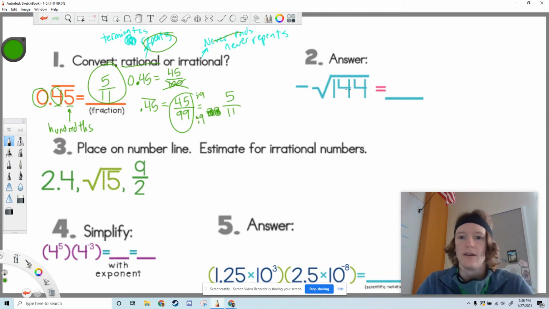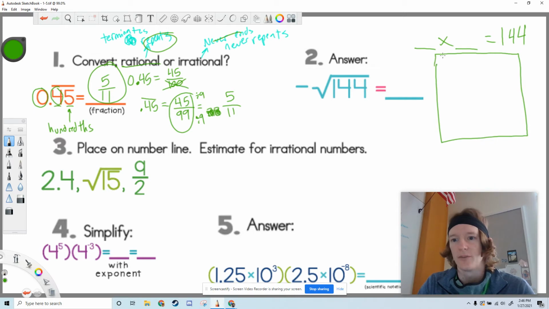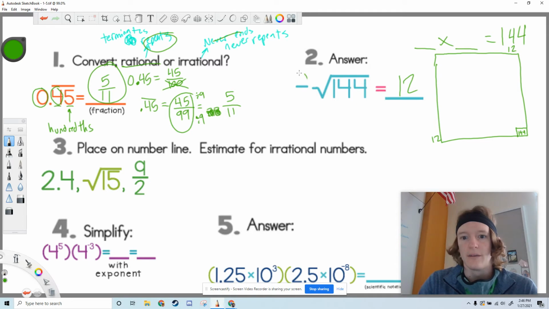For number 2, we're doing the square root of 144. That means what number times itself is 144. A lot of us memorize that because when you learned your multiplication table, way down here on the bottom was 144, which was 12 times 12. So the answer is 12. But let's make it negative.